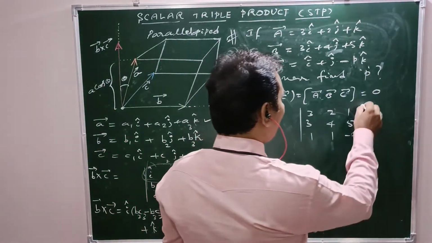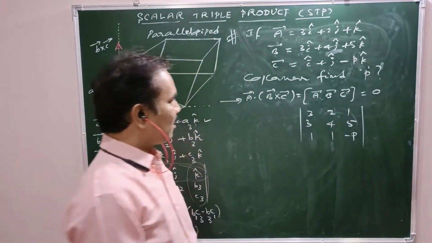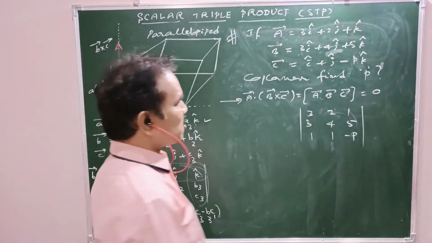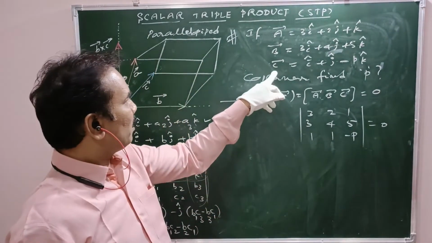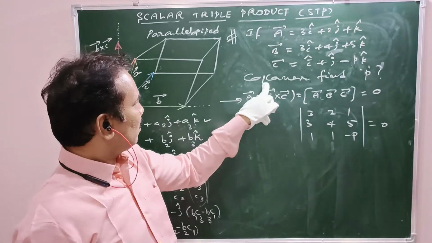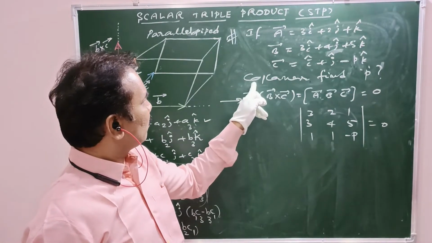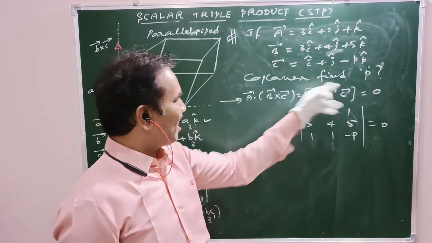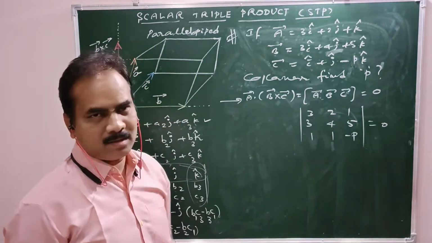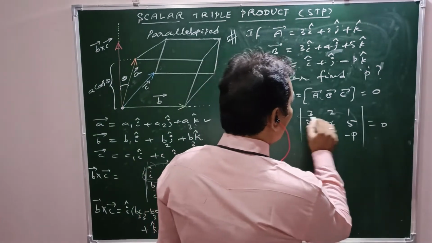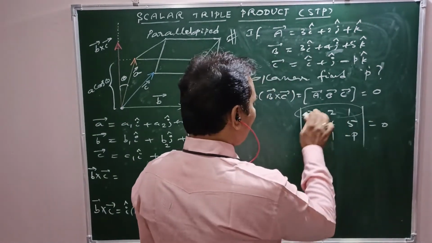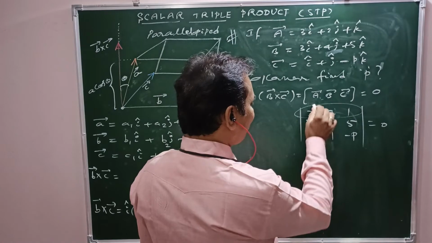Now take the determinant of these components. It must be equal to 0. Why? Because from the data itself, the vectors are coplanar. Coplanar in the sense that the scalar triple product is 0. Now exclude the column and row containing 3 here.